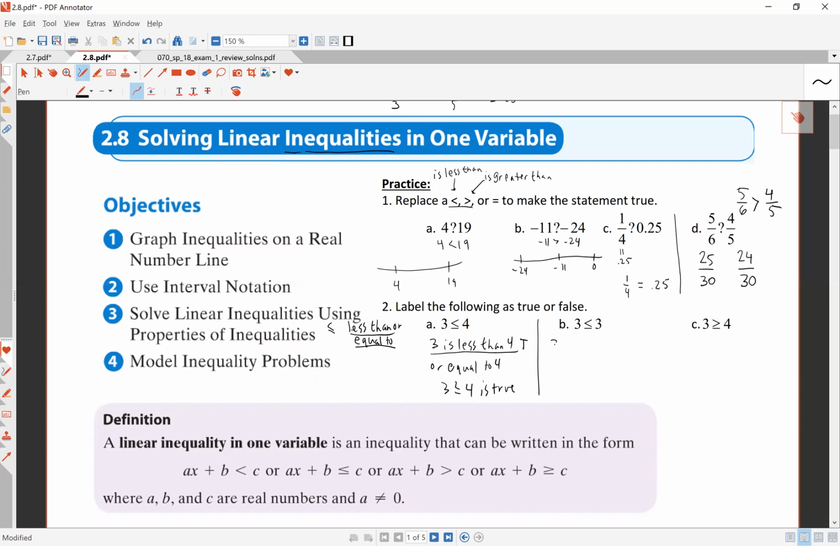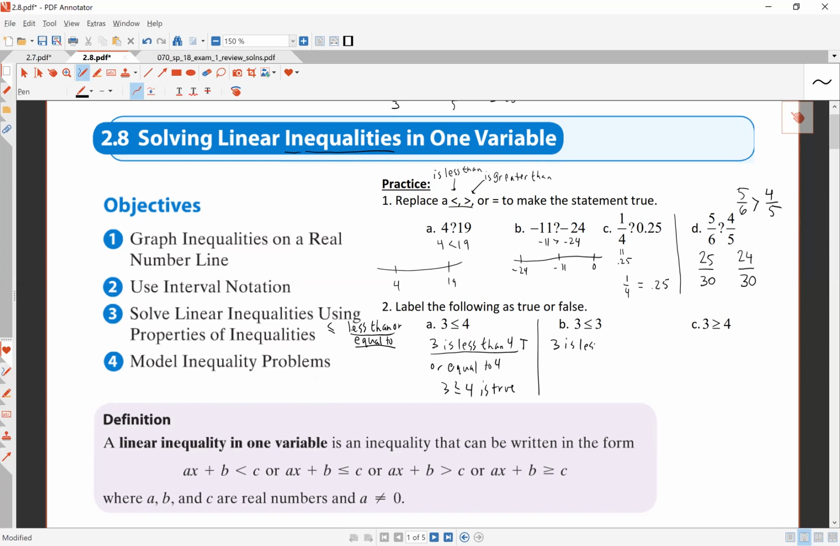Now, 3 is less than 3. That's false. 3 is equal to 3. That's true. One of the statements is true, so we say that 3 is less than or equal to 3 is true. So you can have the same number with a less than or equal to sign.